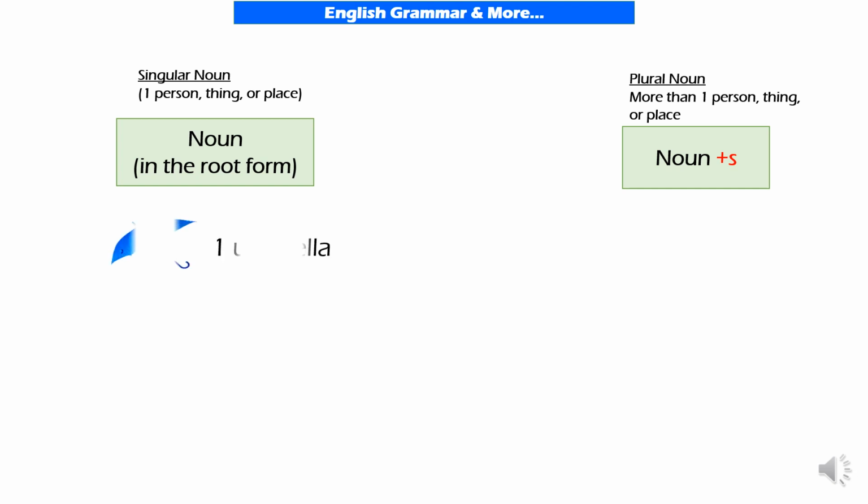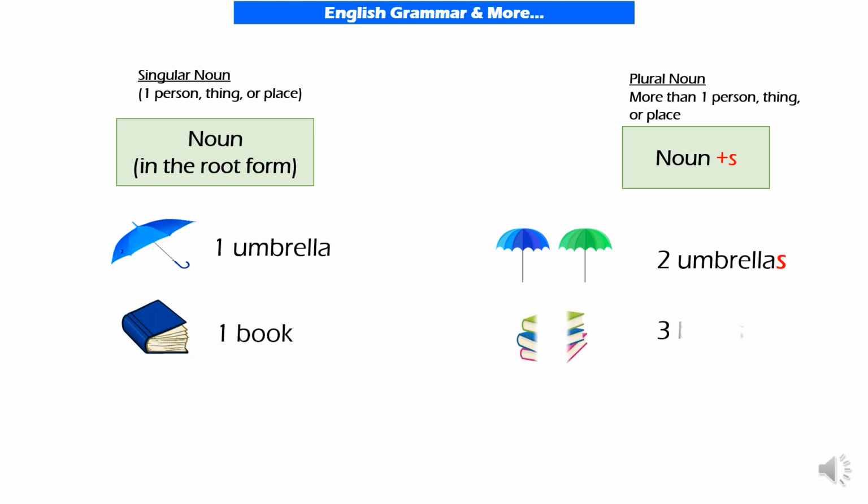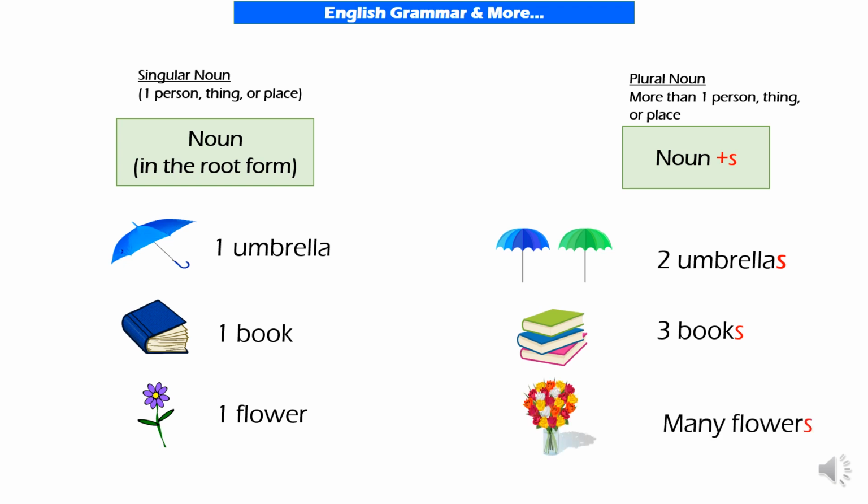Let's see a few examples. One umbrella, two umbrellas. One book, three books. One flower, many flowers. However, there are a few phonetic exceptions to the usage of the suffix S. On the following slides, we'll learn about those exceptions as well.